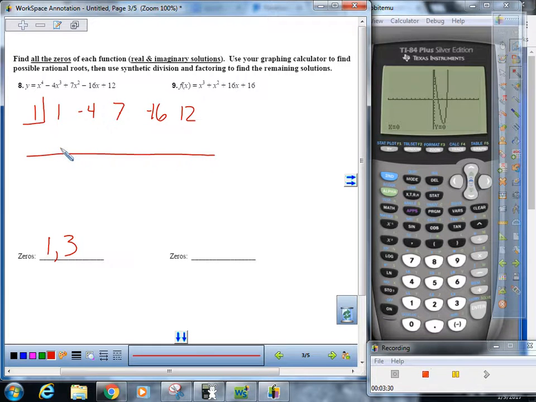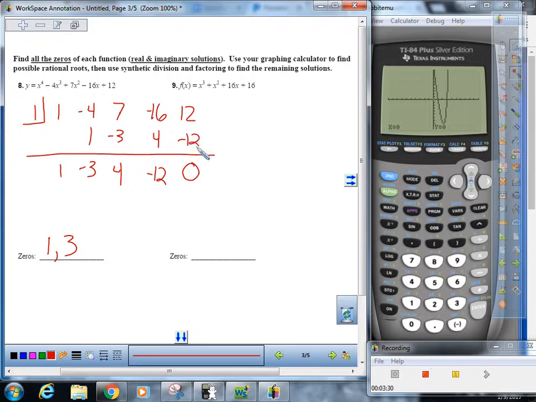I bring down the 1 and I multiply it. Now I should definitely get a remainder of 0 here, because these are definitely roots. If I don't get a 0 here, I've made a mistake somewhere. So 1 times 1 is 1. We multiply, then add. We multiply, then we add. We multiply, then we add.